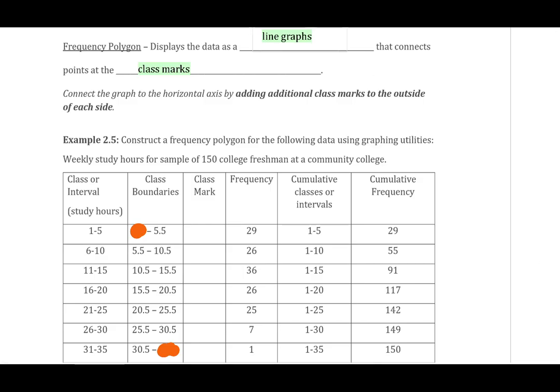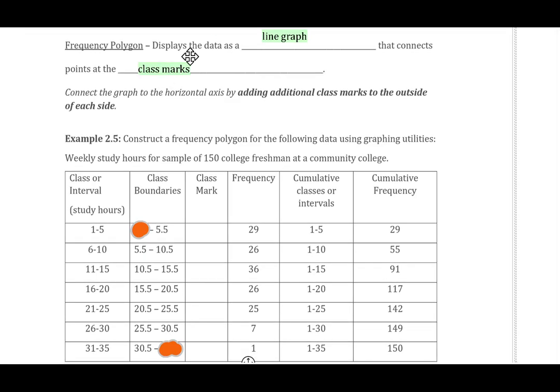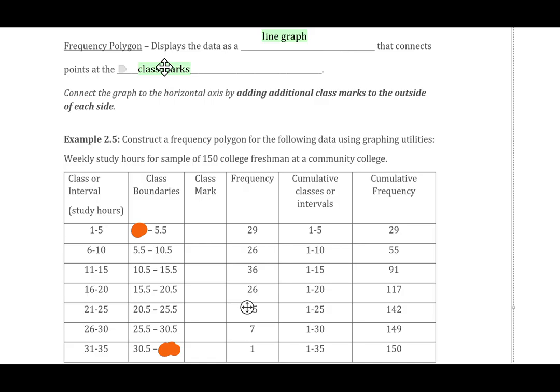A line graph. Sorry. So if you recall from the last videos, we talked about class marks. The class marks are the same thing as the class midpoints. Sorry, my stylus is not seemingly working today. There we go. The class mark is the class midpoint. And in order for our graph to make sense, we're going to have to add some additional class marks to the outside of each class boundary.